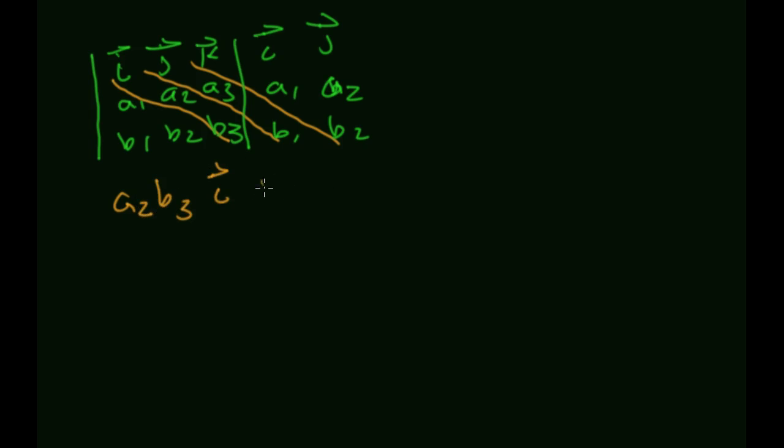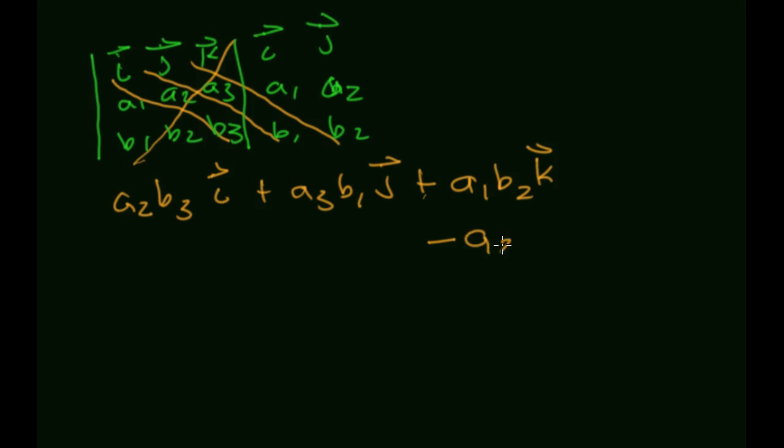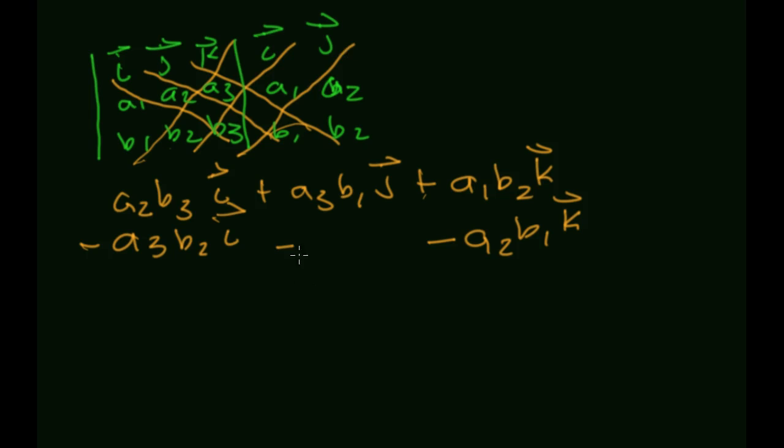If I do that, I get A2B3I plus A3B1J plus A1B2K. Now I'm going to go the opposite direction, I'm going to go up. This is going to give me minus A2B1K, minus A3B2I, and then going up one more time, minus A1B3J.